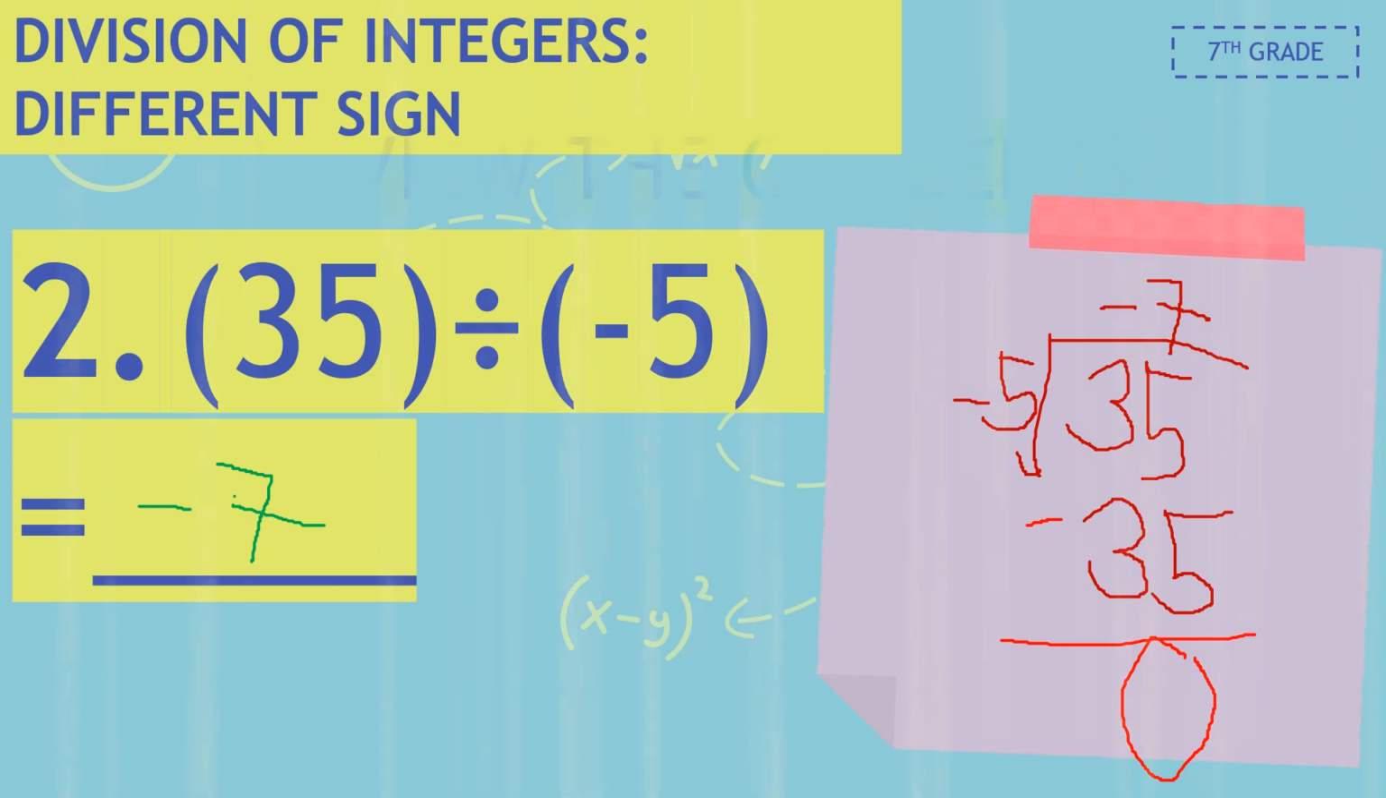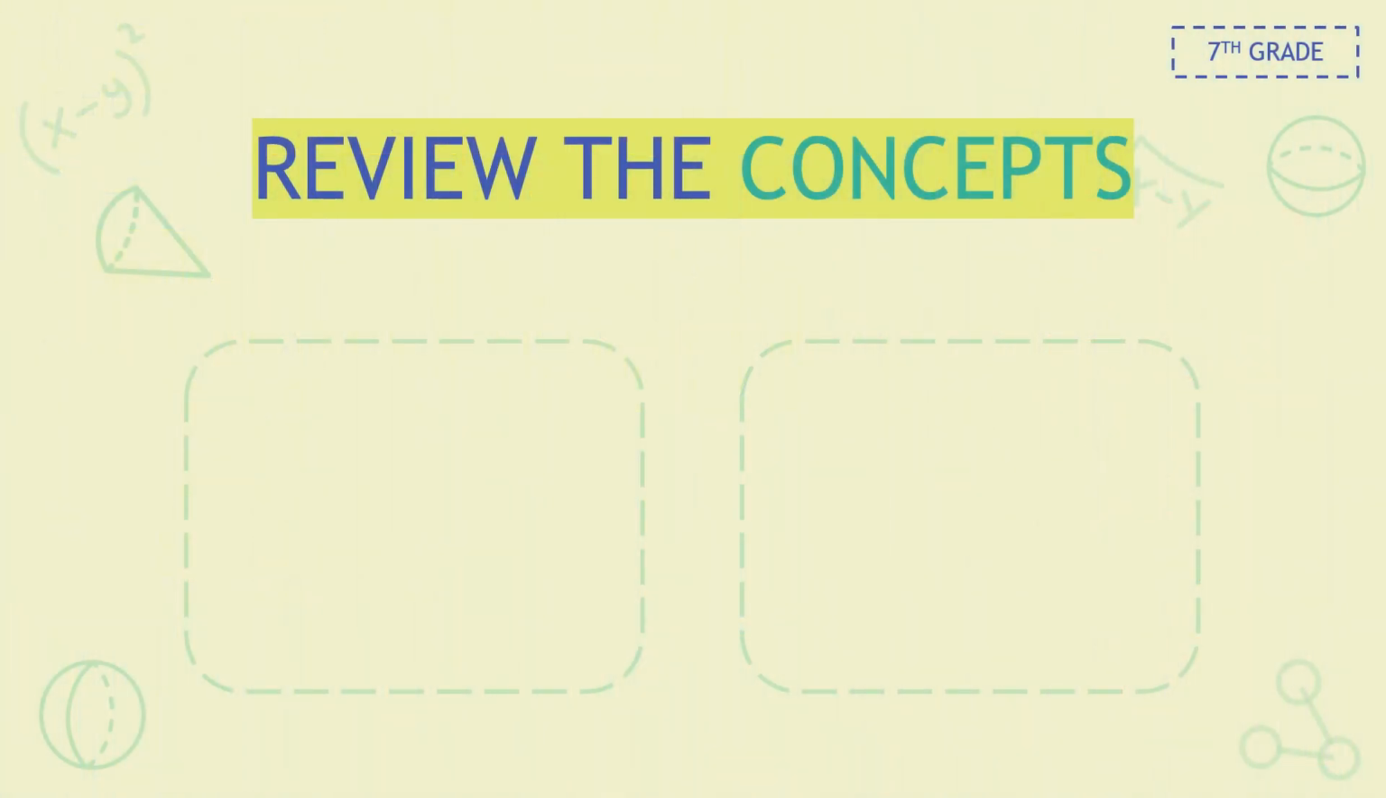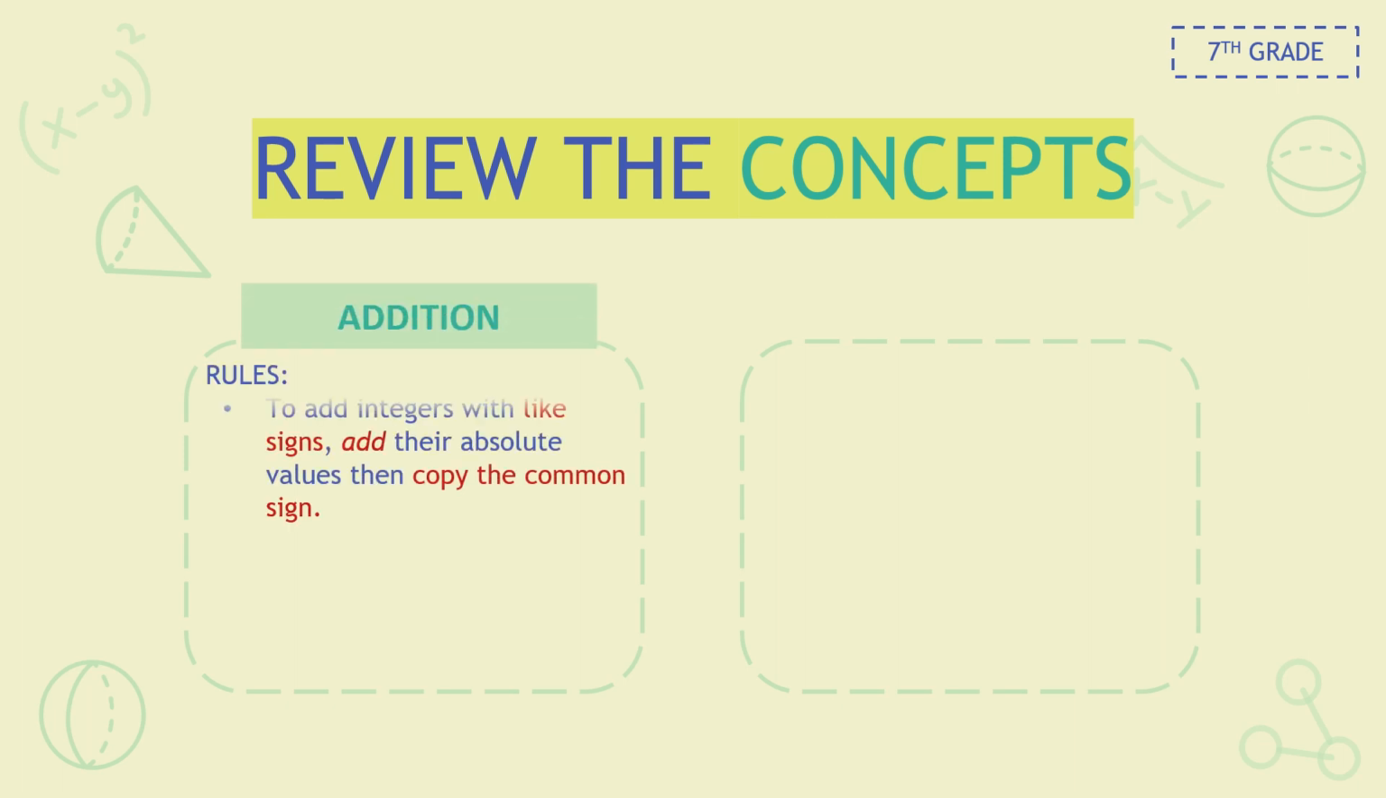Okay? So let's recall about the things that we've discussed. Okay? So again, for addition po, the rules are first, whenever we are adding integers with like sign, okay, we are going to add their absolute value and then just copy the common sign. Okay? So kung yung dalawang given natin ay positive, ang sagot ay positive. Kung dalawang given natin ay negative, ang sagot ay negative. That one is for addition.